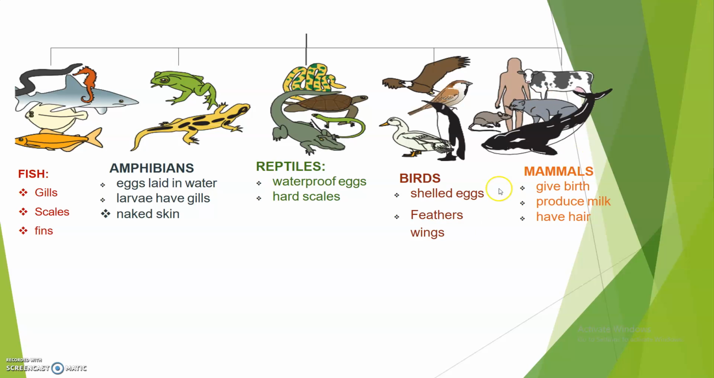Now next thing is that they are having feathers. So they have feathers to cover their body. That is another feature of birds. And not only that, they are having wings. They have wings for flying. So birds have the ability to fly.